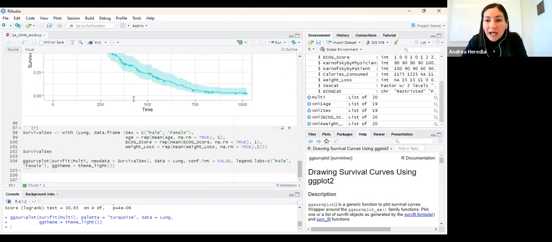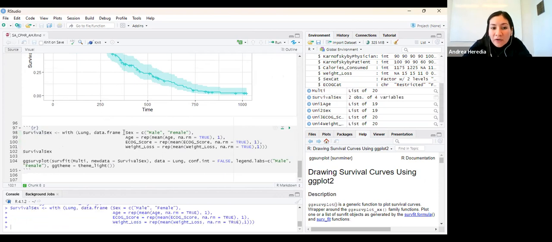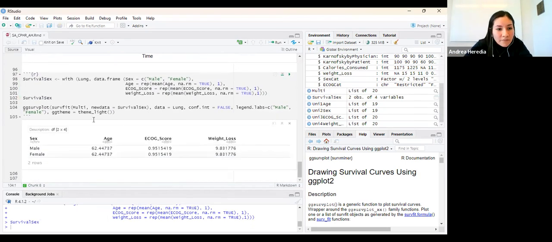Now, if we want to see how our reference category is different, let's say, from our females, we're going to go ahead and create a new data set. In this case, it's going to be survival sex, including all of our variables of interest. As you can see, sex: male, female. We're basically constructing a new data frame with the rows male and female.